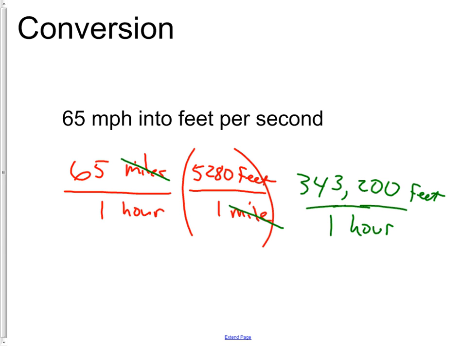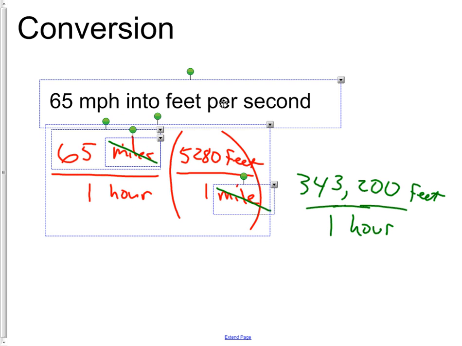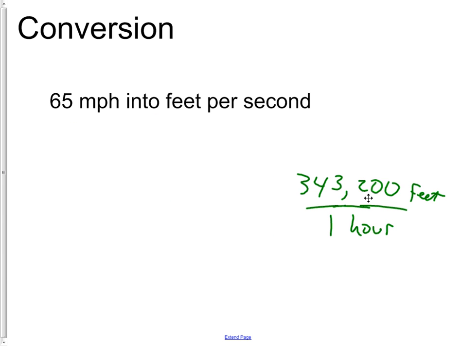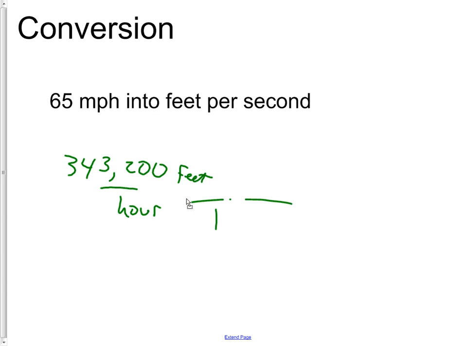All right, so that's how many feet per hour you're going. In case you're ever traveling at 65 miles an hour, you can always say, hey, Dad, you know we're going 343,200 feet per hour right now. It's true. I almost said per second, but I didn't. So now I'm going to change it to per second. I'm going to get rid of this stuff, and now I'm going to change this. I want to change this now to seconds.